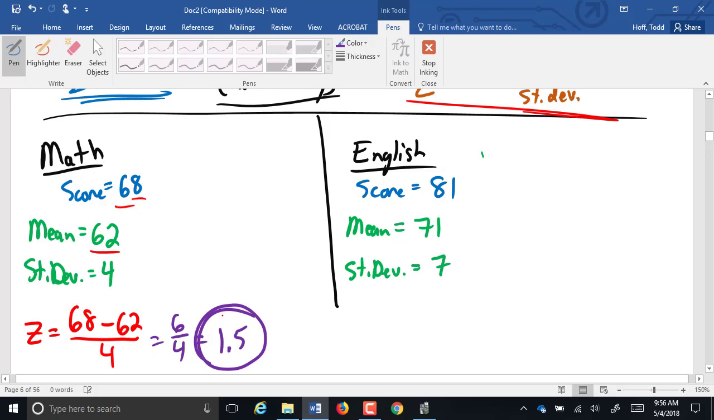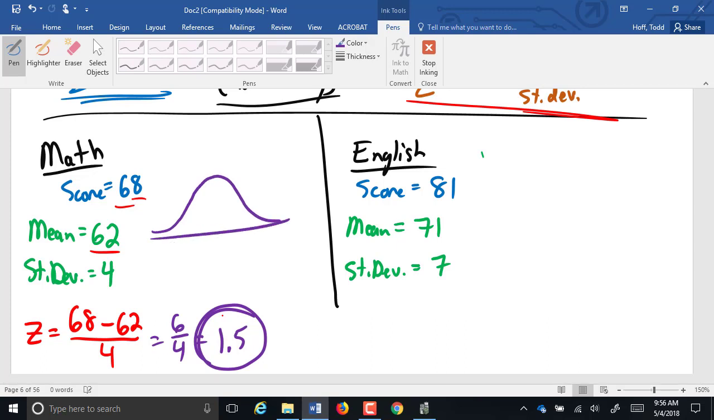Now, like I said, that z-score in itself has meaning. What that means is you scored 1.5 standard deviations above the mean on that test. If you're looking at the bell curve, here's the mean, there's 1 standard deviation, there's 2 standard deviations. Your score is right in here, between 1 and 2 standard deviations above the mean. Not bad, right?